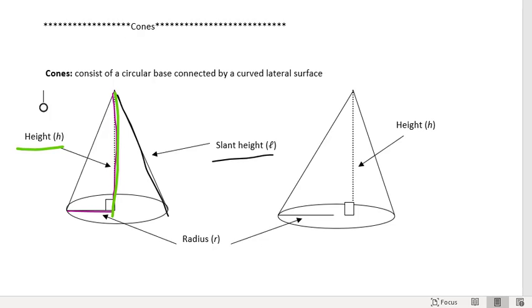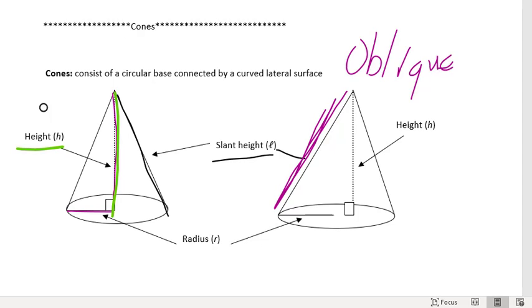Now, not all cones are perfectly straight up and down with the entire side the same. We also have this other cone, which is called oblique. All right, that means it's not perfectly straight up and down, that the height does not go through the center of the circle base. Now, in this case, the slant height is going to be this longest side. That is the slant height, and we are going to label it with this little curly L.